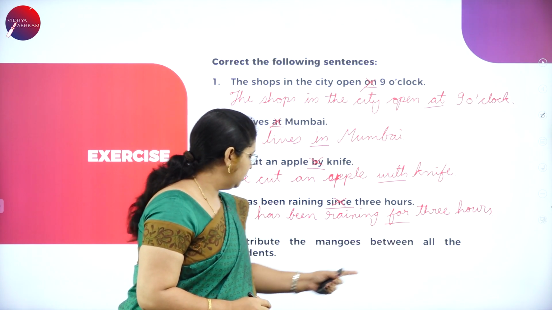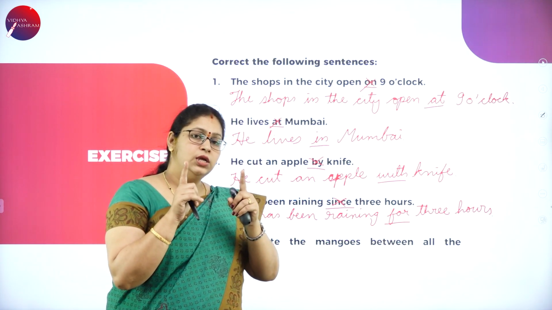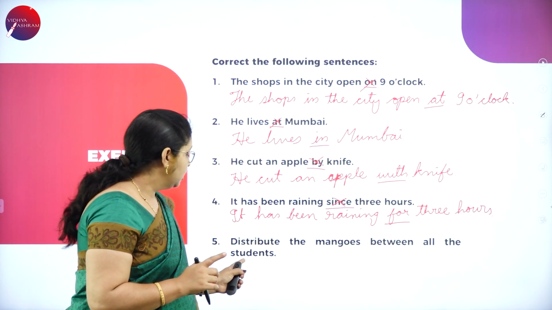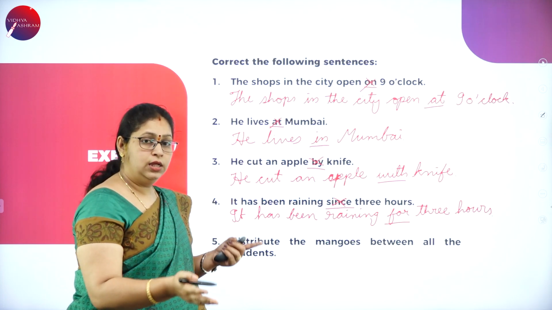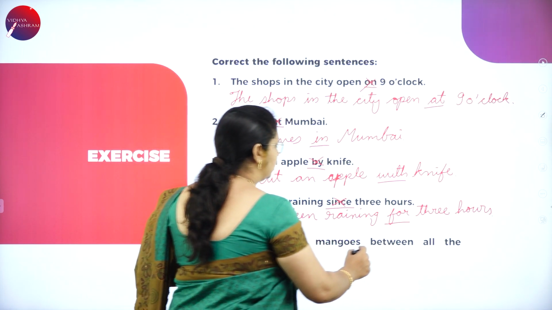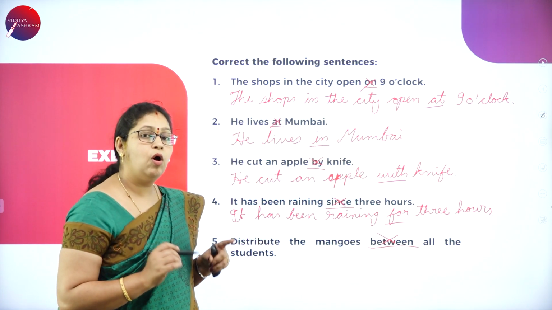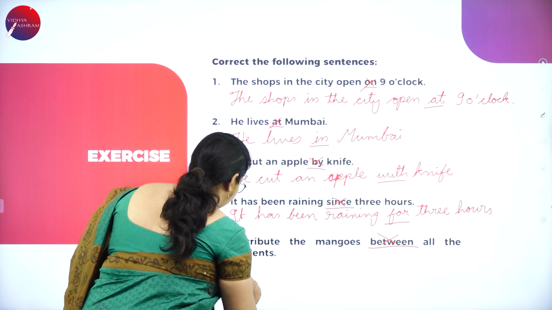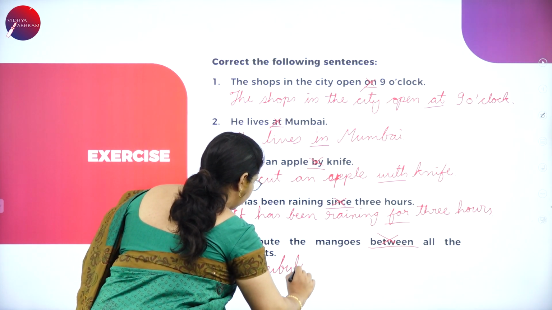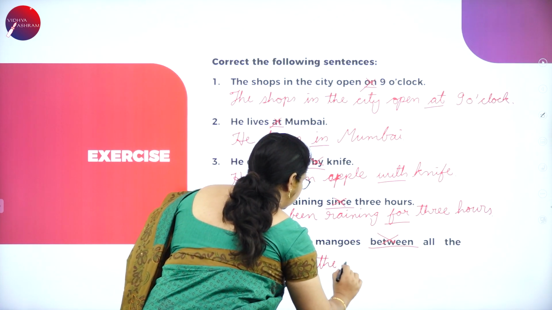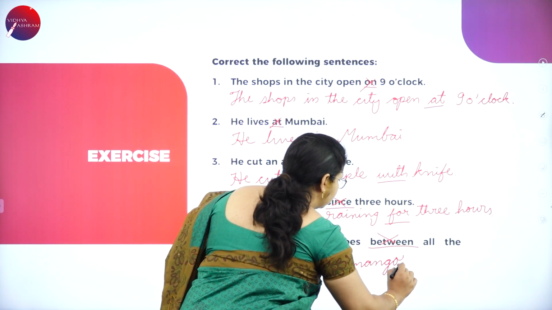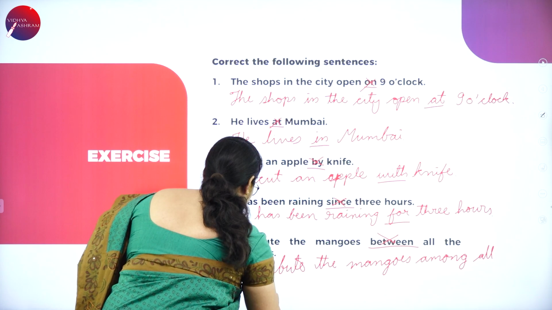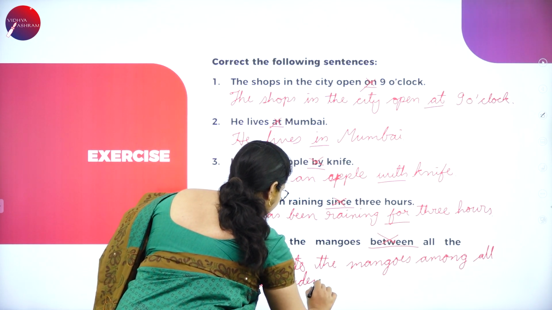Distribute the mangoes between all the students. Between is used when there are only two people or two things. To compare two things or people, we use the preposition between. But here it is plural, students, more. It is a group, more than two. We cannot use between here. So between is the wrong usage. We must use among. Among the group. When there are more than two, we need to use the preposition among. Distribute the mangoes among all the students.